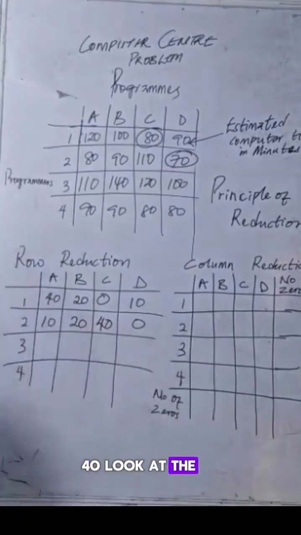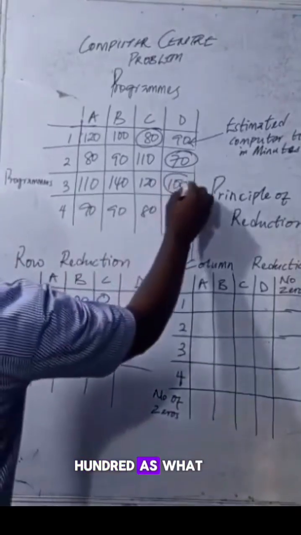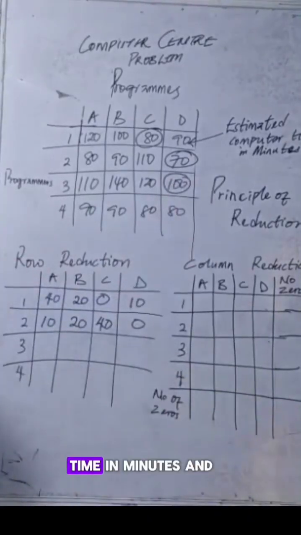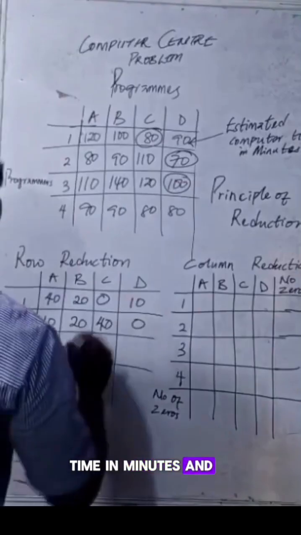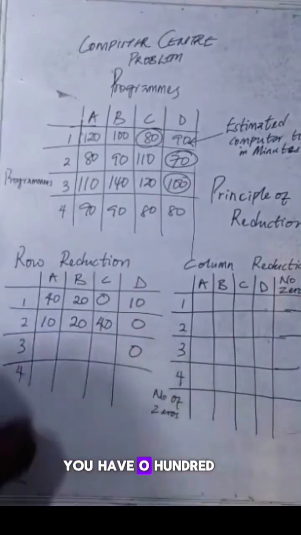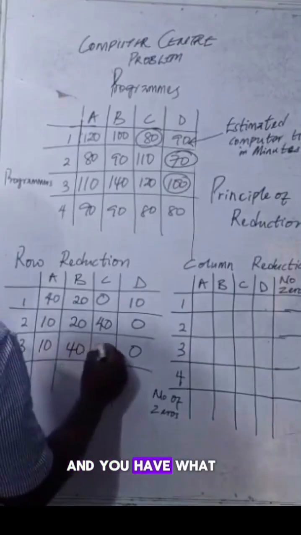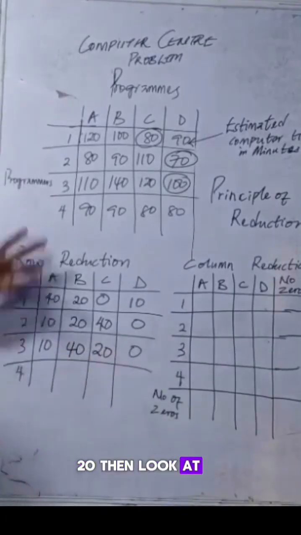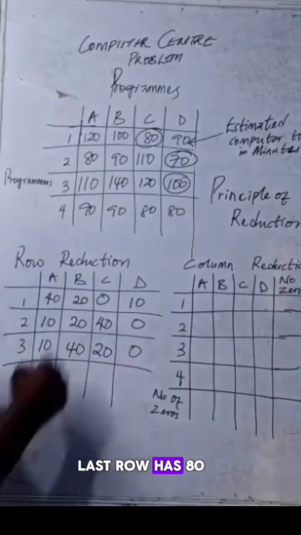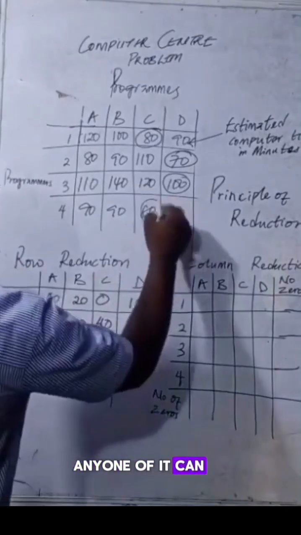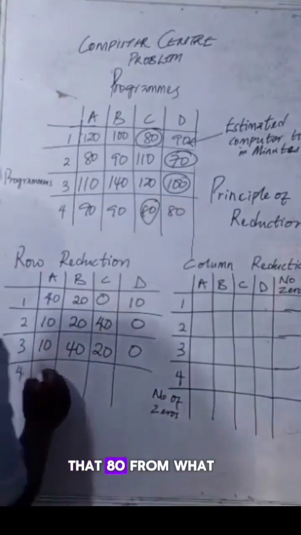Look at the next row, you have 100 as the least computer time in minutes. 100 from itself you have 0, 100 from 110 you have 10, then you have 40, and you have 20. Then look at the last row. The last row has 80, so any one of them can be selected, and you subtract that 80 from the rest.